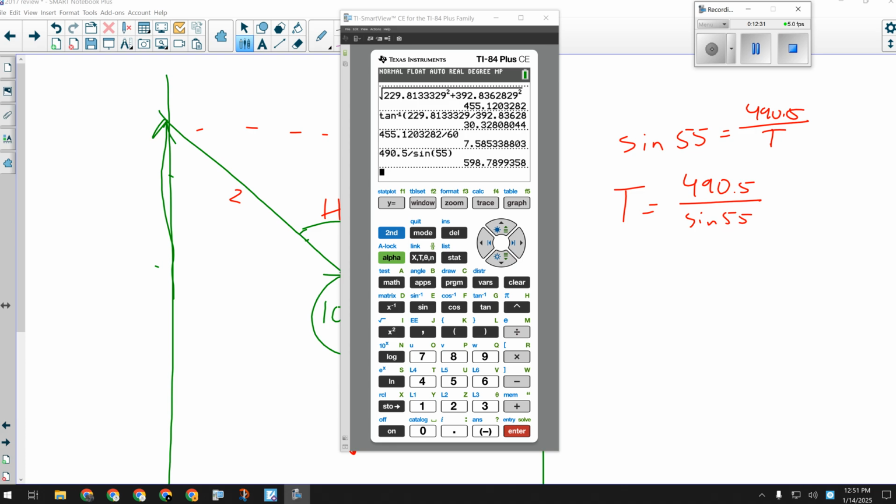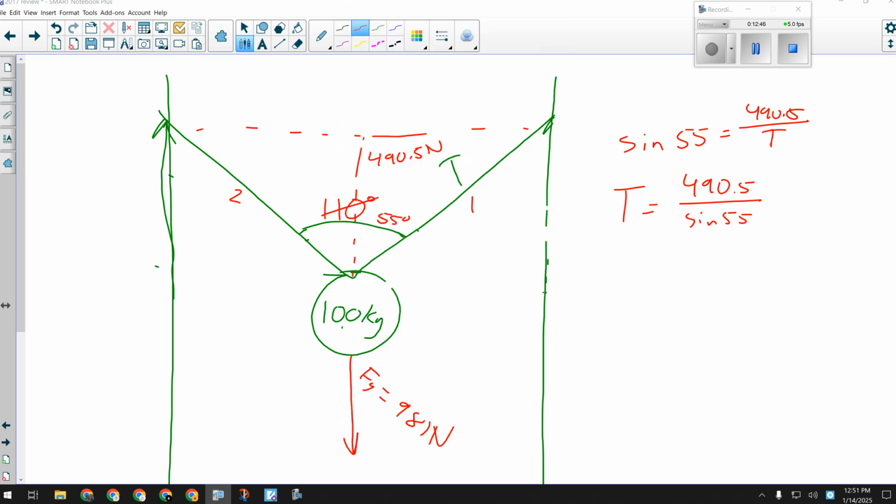So 490.5 divided by, as Clay pointed out, the cos of 55, because I don't even understand my own labeling. 855 newtons would be our correct tension in the cable. And that should be cos up there and cos up there. Questions on that one? So some vector stuff, but that's a net force is 0 situation.